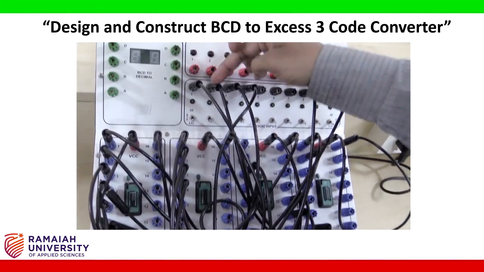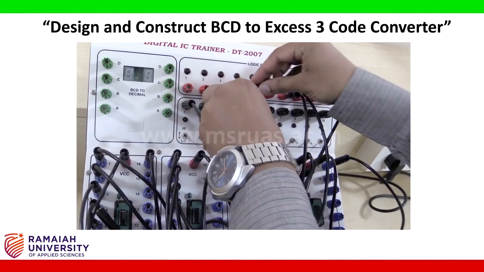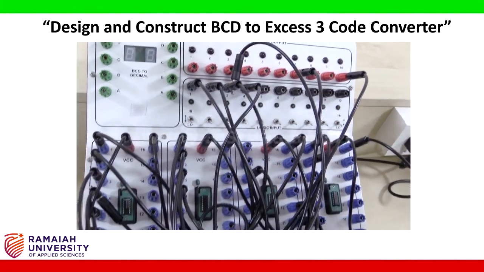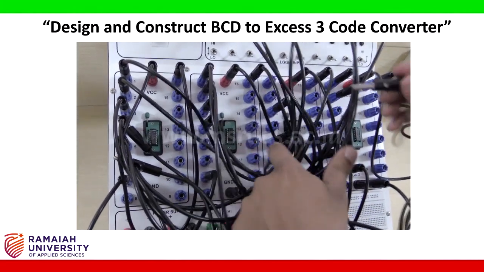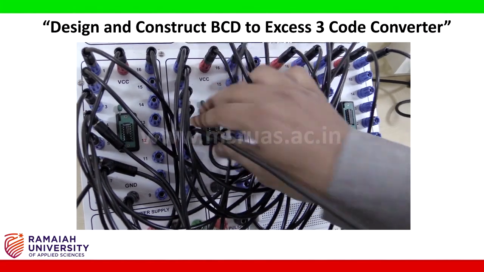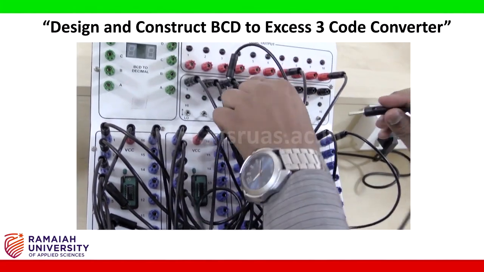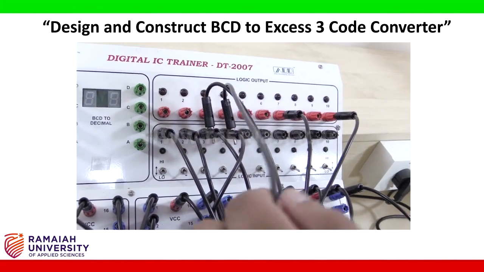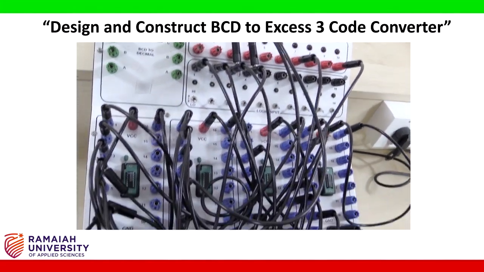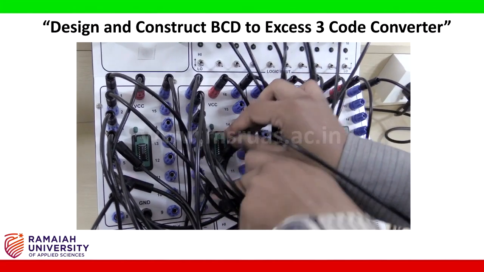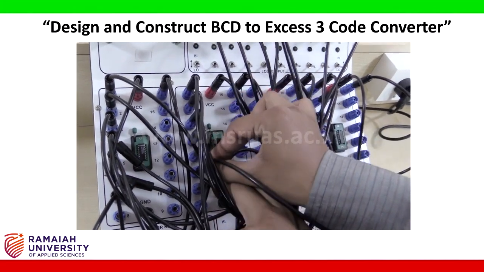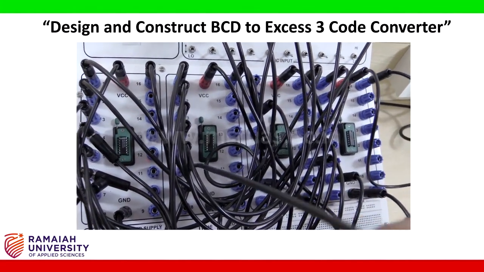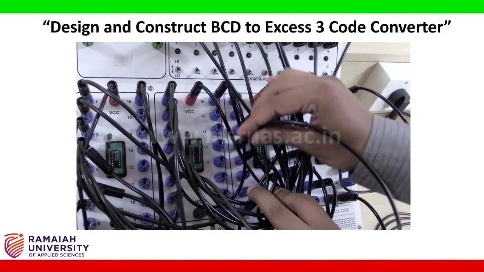So this is A, B, C. I am going to connect it here. Pin number 5 of the OR gate is connected as input D. So this is input D. I am connecting here. Pin number 6 of the OR gate is connected to pin number 9 of the OR gate, that is here.